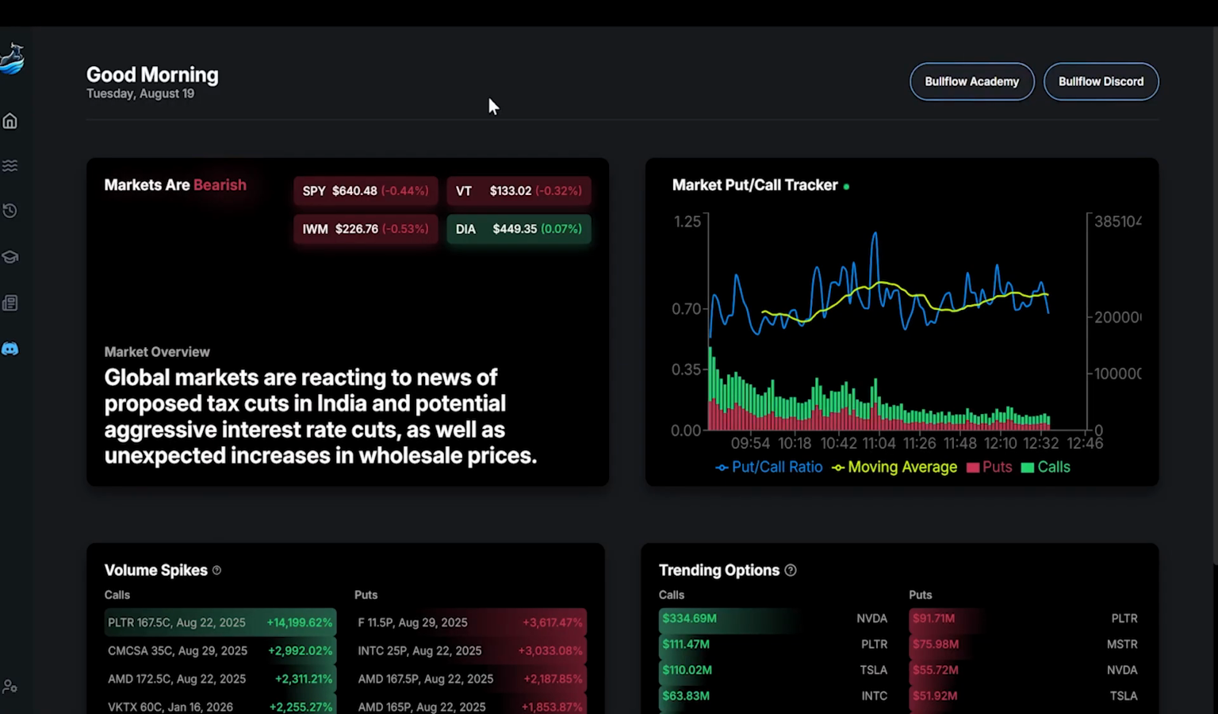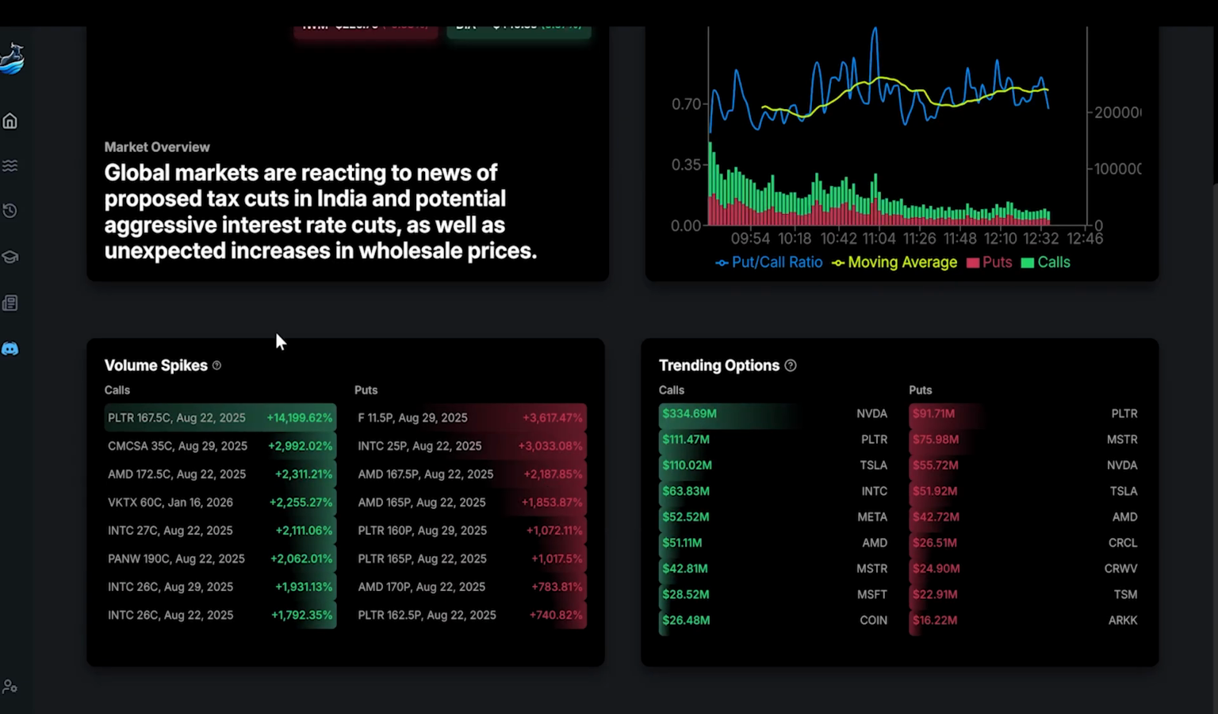And then I also want to show you the Bullflow dashboard here. This is a pretty simple dashboard. It gives you a one-sentence overview of what's happening in the market, a tracker for put-call ratio, as well as details about particular contracts experiencing the most unusual volume and particular tickers experiencing the most volume across all contracts. So that can be a good way to hone in on what stocks are experiencing the most options trading in any given day.